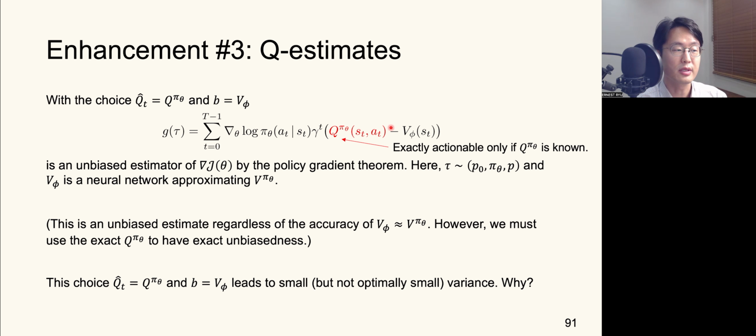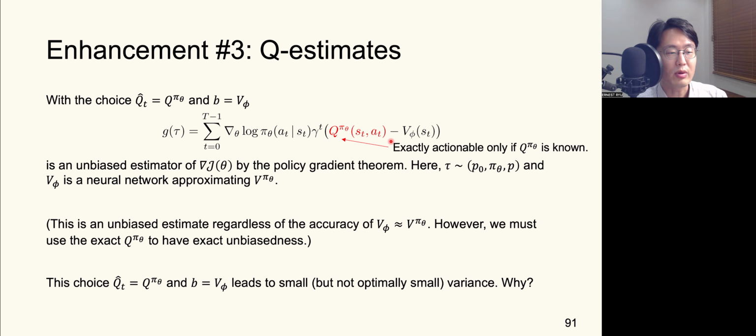So what are some good choices? Well, one option is to choose Q hat equal to Q pi theta, and then B being equal to the value network meant to approximate the value function. So if we plug this in, here we have Q pi of S_t and A_t and V phi, the value network of the current state S_t. Okay, so this is nice. This would satisfy the conditions of our theorem. So this would yield an unbiased estimate of grad J.